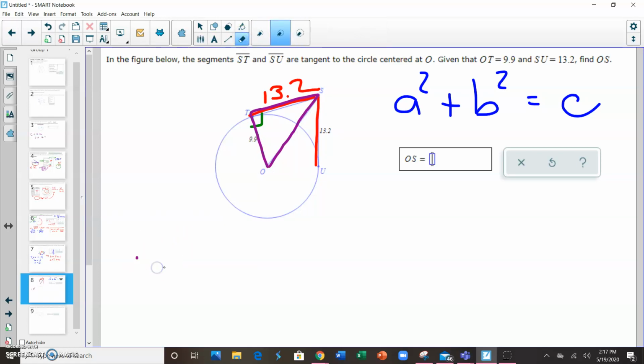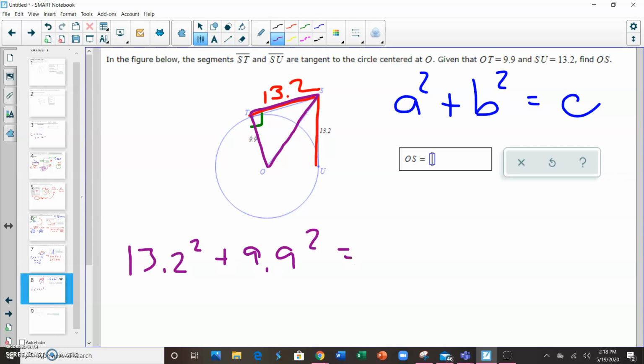I almost wrote the squared before I had finished writing the problem. Sorry. Okay. So 13.2 squared plus 9.9 squared is going to be equal to OS squared. And I'll let you guys finish that.